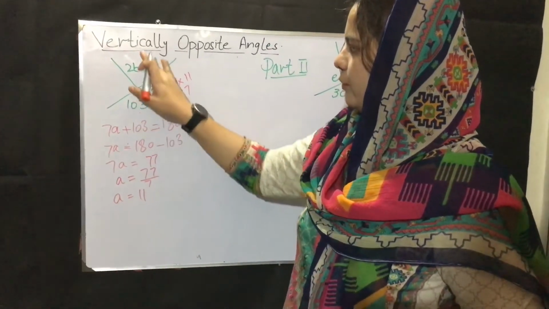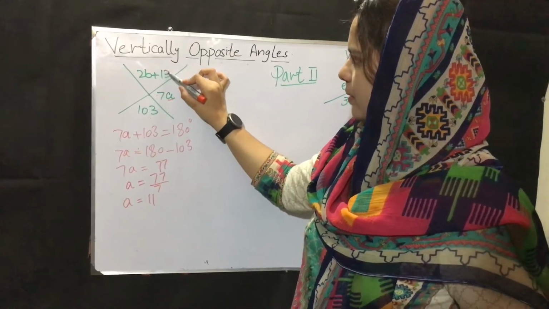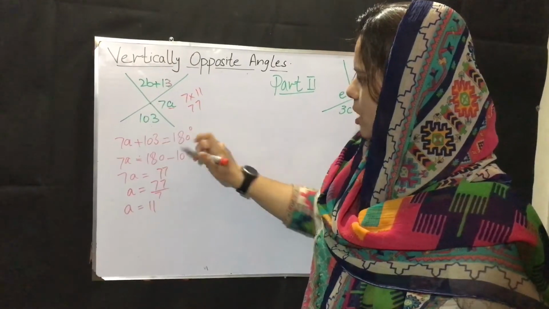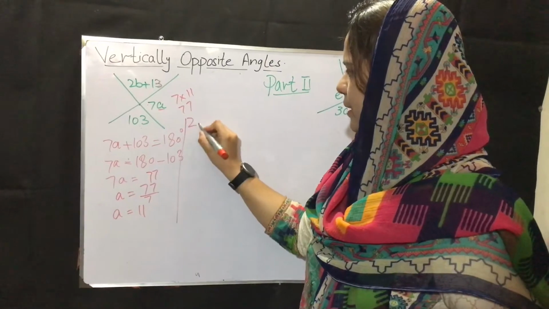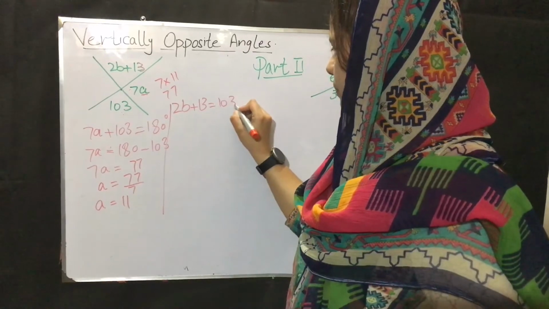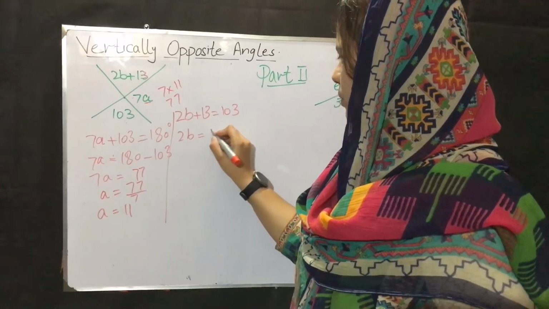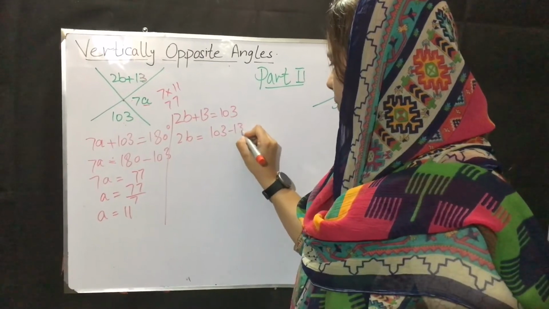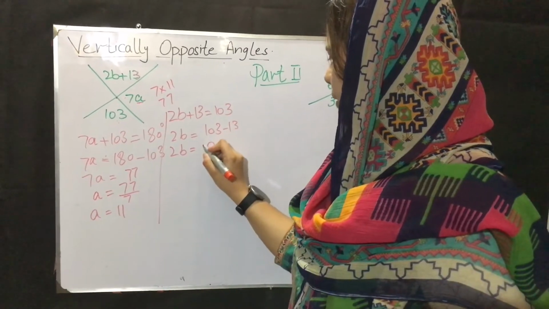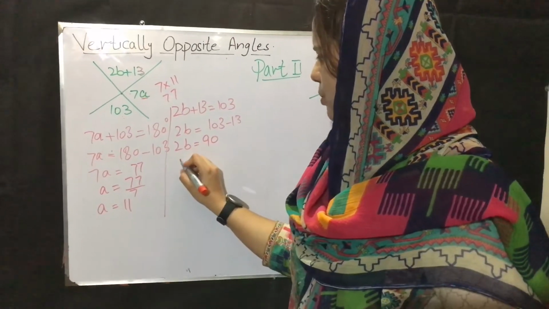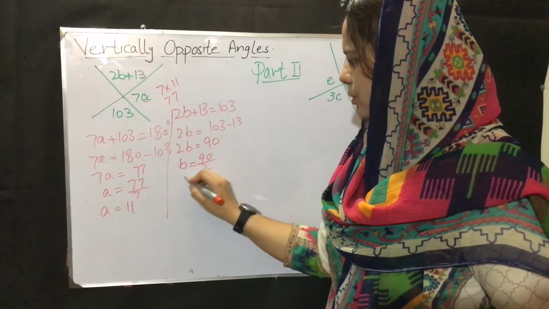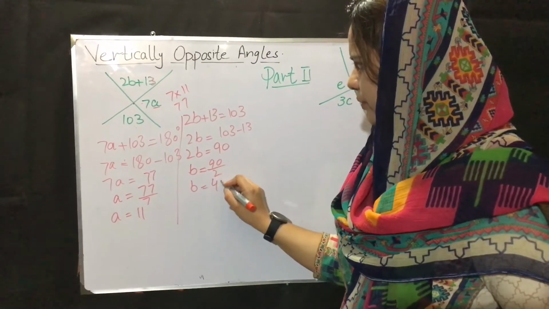After this, we need to find the value of b. This one is 103. So both vertically opposite angles are equal. So it means 2b plus 13 is equal to 103. 2b is equal to 103 minus 13. 3 minus 3 is 0 and 10 minus 1 is 9. We'll take 2 to the other side because we need to find the value of b. 90 divided by 2, b is equal to 45.